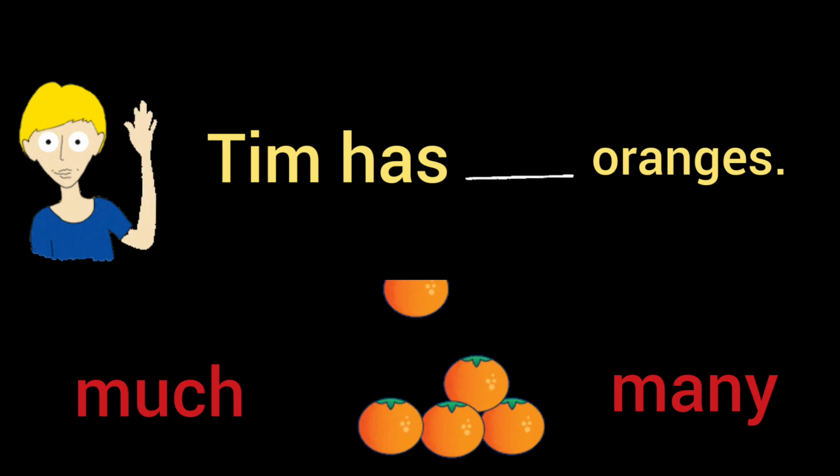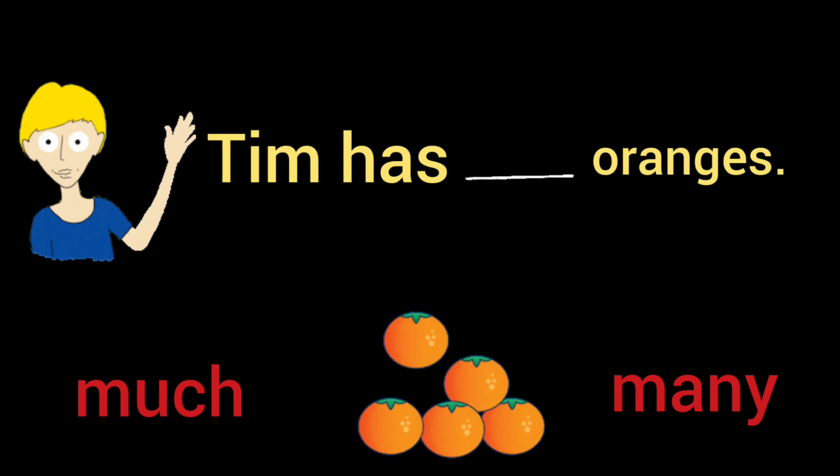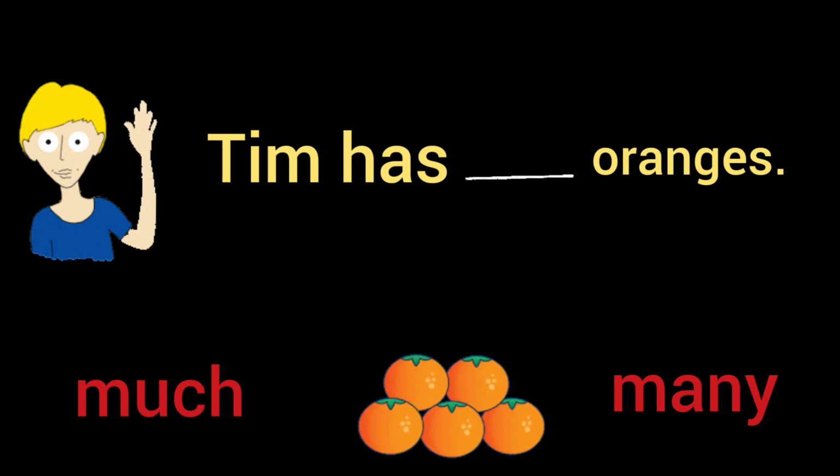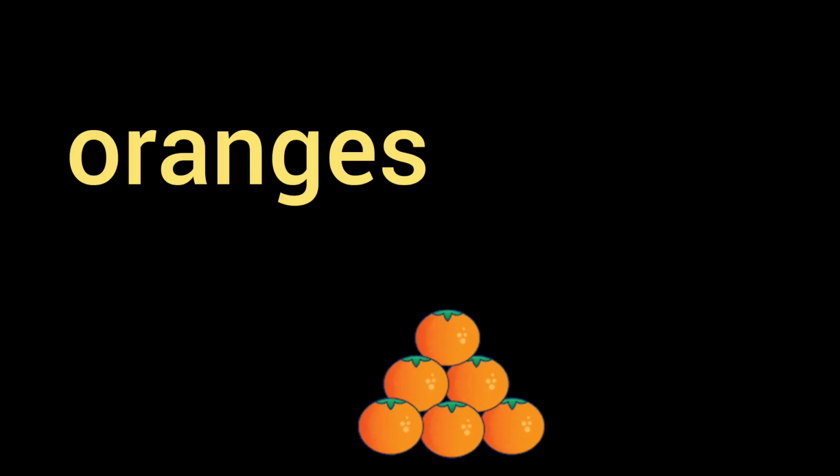Now, let's try an example. Tim has dash oranges. First, we're going to identify the nouns in this sentence. And the two nouns in this sentence are Tim and oranges. We know that the sentence is referring to the oranges that Tim has. The word oranges is a plural noun. So we know that it is a countable noun.